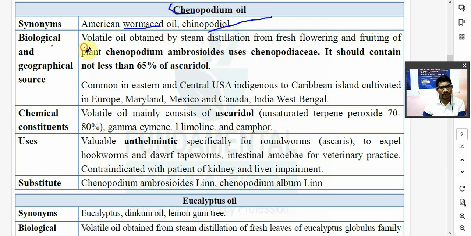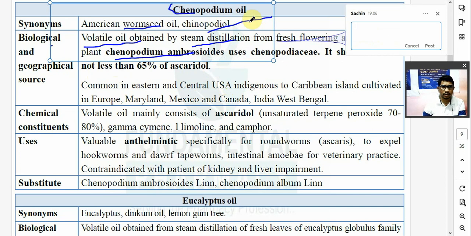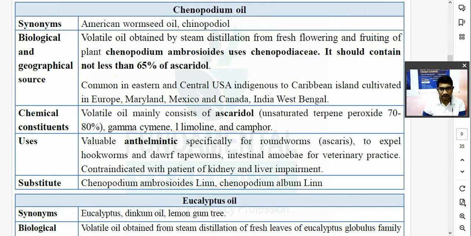Now the biological source of this plant. It is a volatile oil obtained by steam distillation from the fresh flowering as well as fruiting tops of the plant known as Chenopodium ambrosioides, family Chenopodiaceae. मतलब जो प्लांट है उसका स्टेम, उसके बाद उसके फ्लावरिंग टॉप्स मतलब जहाँ पे फ्लावर ब्लूम होते हैं वो पूरा पार्ट, और फ्रूटिंग टॉप्स मतलब जहाँ पे फ्रूट भी लग रहा है. It should contain not less than 65% of ascaridole. इसमें होता है एस्केरिडोल, वो इंपॉर्टेंट केमिकल कांस्टेंट है.